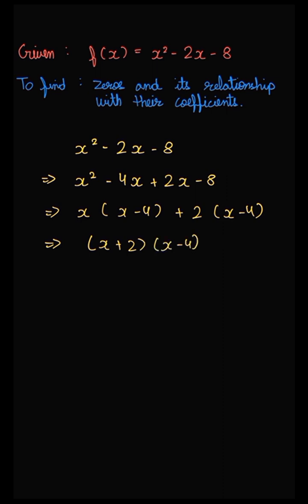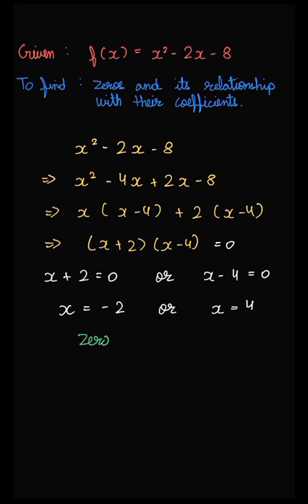So now here the value of x square minus 2x minus 8 is 0, so we need to get this equal to 0. This will be when x plus 2 will be 0, or we will get that x minus 4 will be 0. So thus we get the zeros of the quadratic equation as x is minus 2 and x is 4. So therefore the zeros are minus 2 and 4.